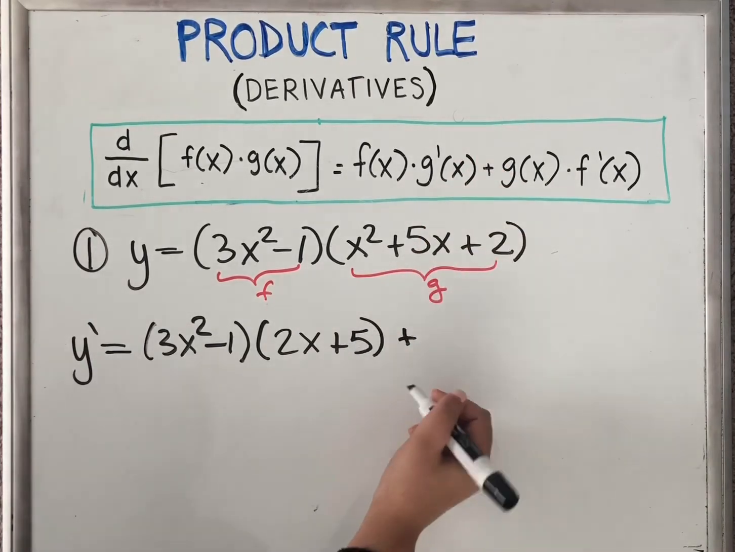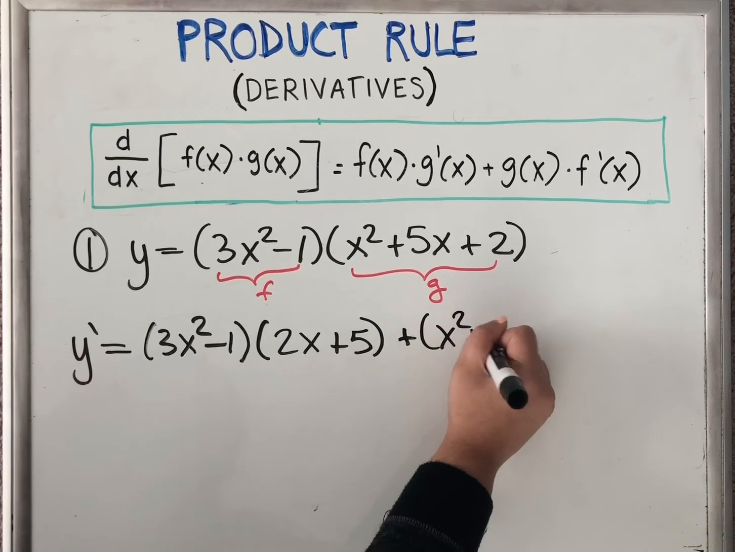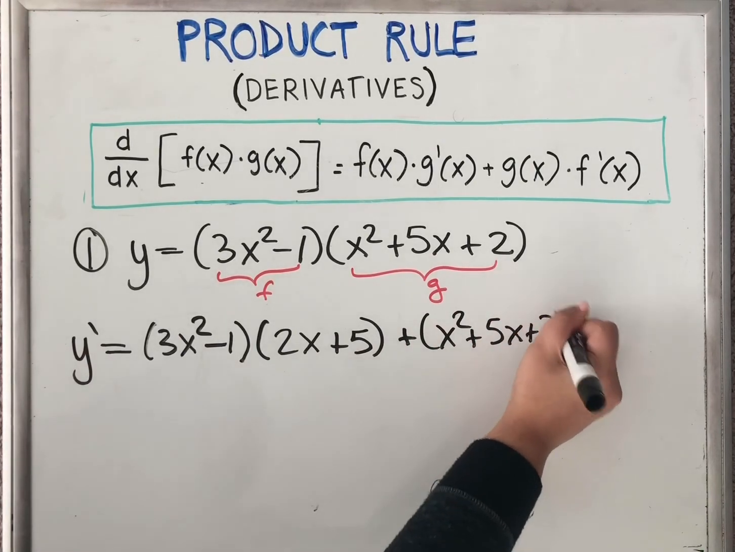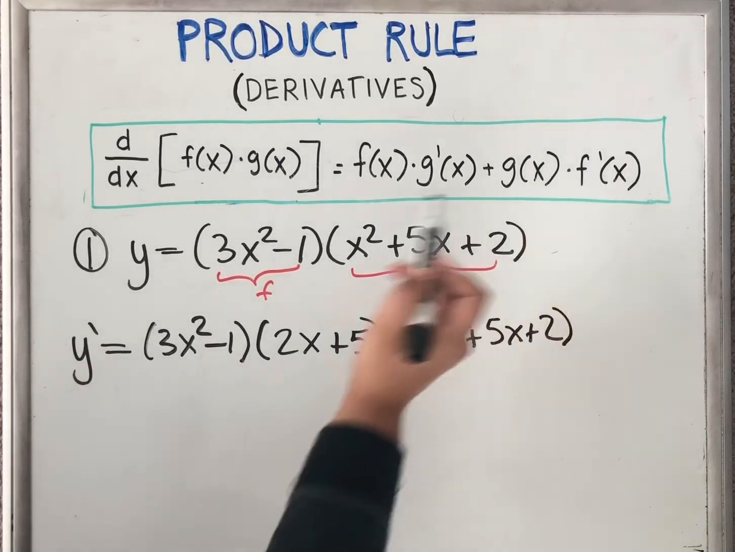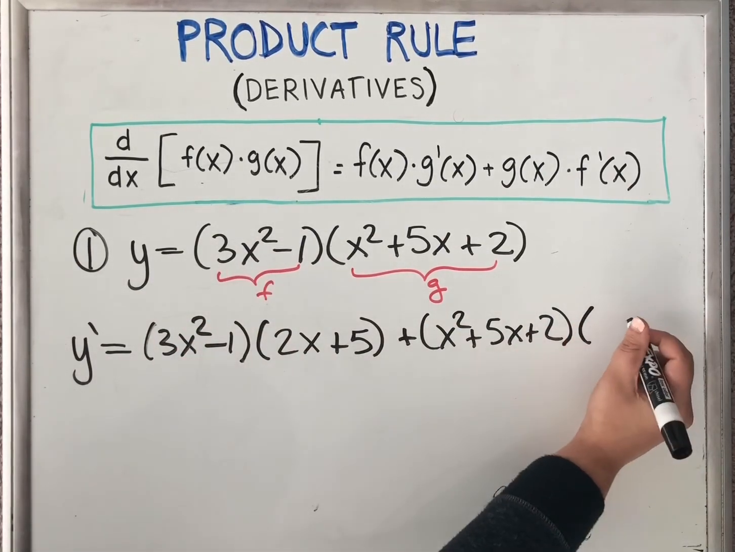Our plus g of x, right? So here we go, g of x, x squared plus 5x plus 2, multiplied by f prime of x, so derivative of this piece right here, which using the power rule again comes out to 6x.